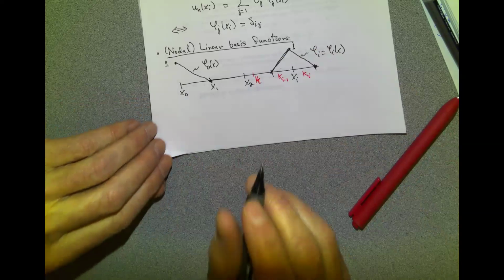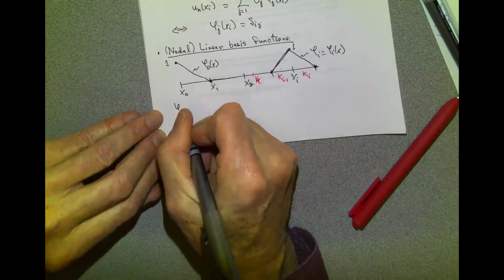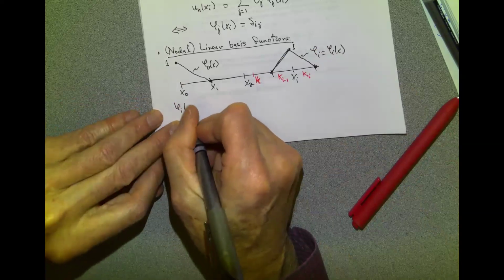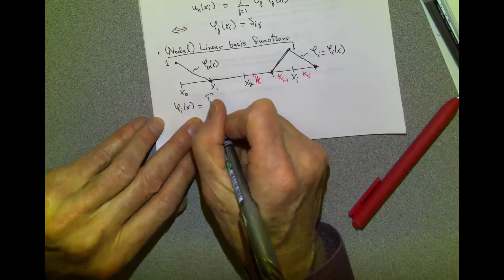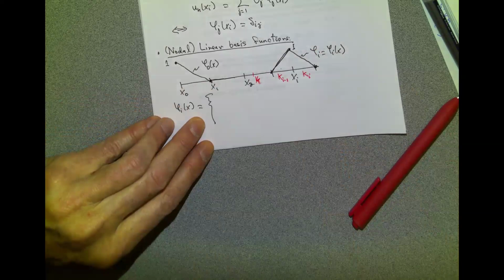Okay, so what do we have? So I'm going to have that phi i of x is going to be equal to what? It's going to be equal to this thing. So what do we have?